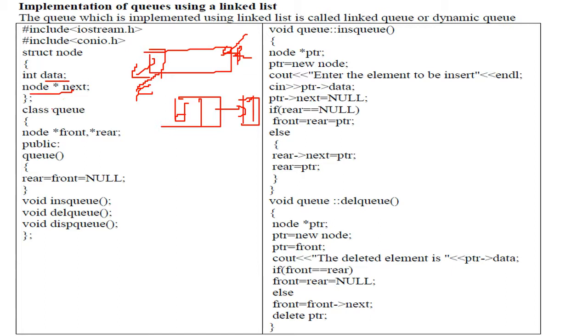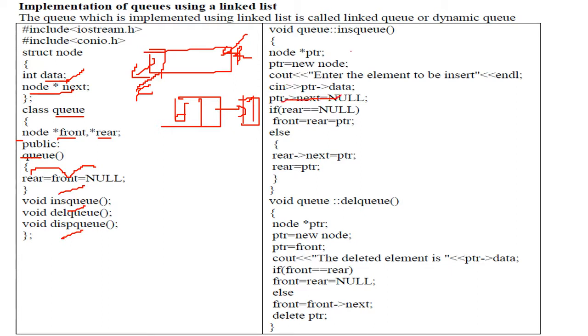Now we have made a class which is called queue. We have a similar pointer for this node structure. In the beginning we want rear and front to be null because there is no data. Then we have insert queue, delete queue and display queue.